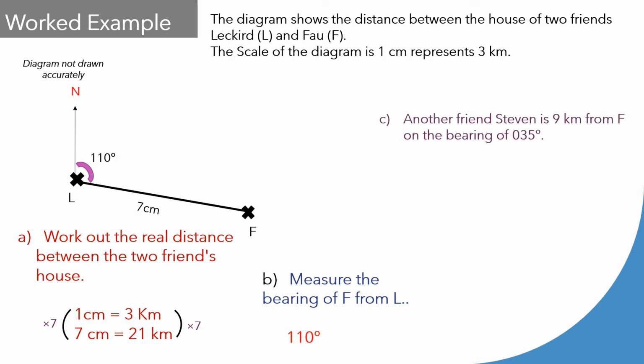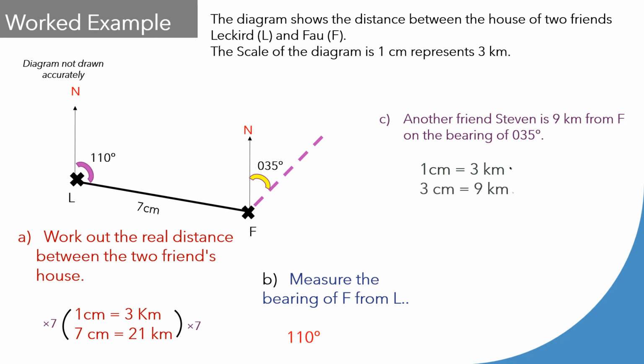Now the third question says that another friend Stephen is 9 kilometers away from Pfau on a bearing of 035 degrees. So the first thing is I'll find my bearing, which is 035 degrees. After that I'll do my calculation. How am I going to do it? Following the same formula, 1 centimeter is equal to 3 kilometers. So if Stephen is 9 kilometers away from Pfau, it means 3 times 3 is 9.